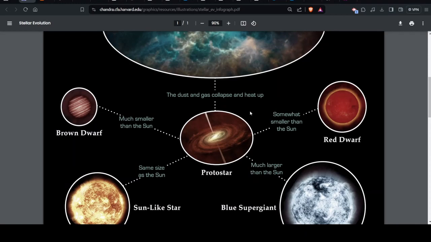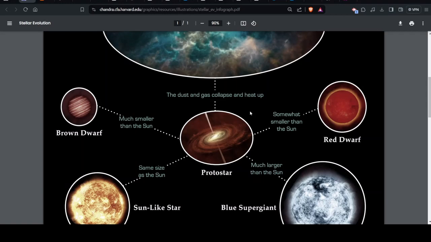So once you have a protostar, there's basically 4 different paths that you can go. First, if you have a star that starts out smaller than the sun, most of our masses we're going to talk about as solar masses. And that means how many times the mass of the sun is the star. So one solar mass is the same mass as the sun. 10 solar masses would be 10 times the mass of the sun.